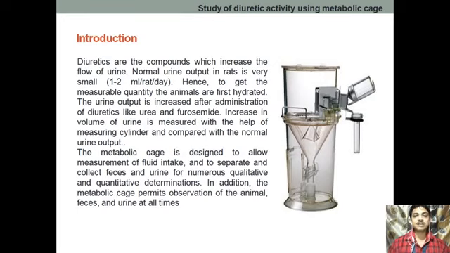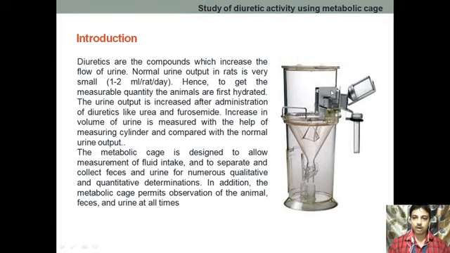Now, the increase in volume is measured with the help of the metabolic cage. So, this is the metabolic cage. It is a cylindrical compartment. We are going to keep the animal here, and here there is a net type structure. Here we can give the food, and through here we can give the water.